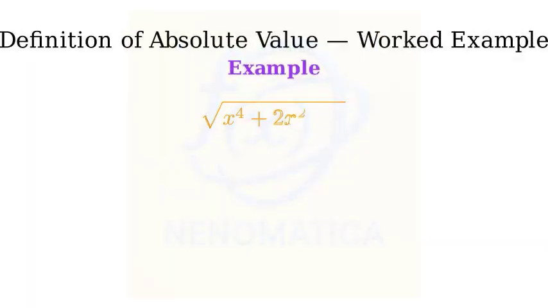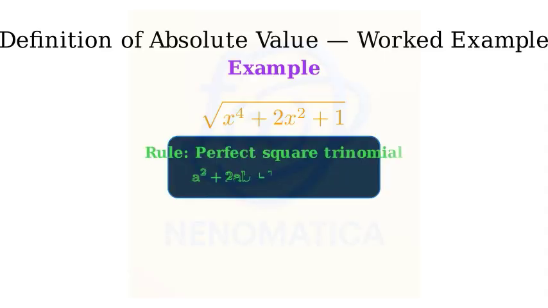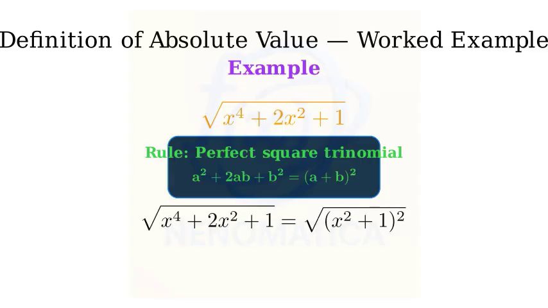First, let's put the problem on screen as our example. Step 1. Recognize the perfect square trinomial. We see x to the fourth plus 2x squared plus 1 equals the square of x squared plus 1. We'll place a small rule box to remind us of the pattern: a squared plus 2ab plus b squared equals the square of a plus b. Now we rewrite the radicand as the square of x squared plus 1, still under the square root.